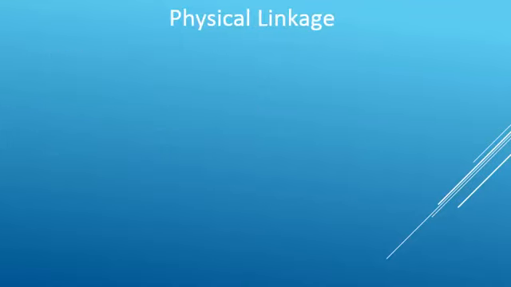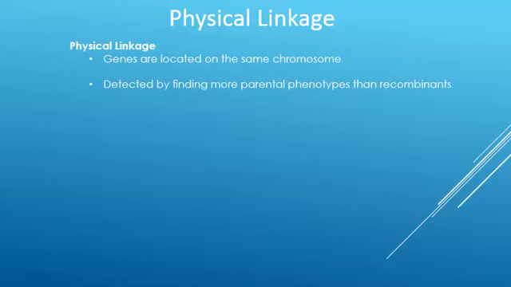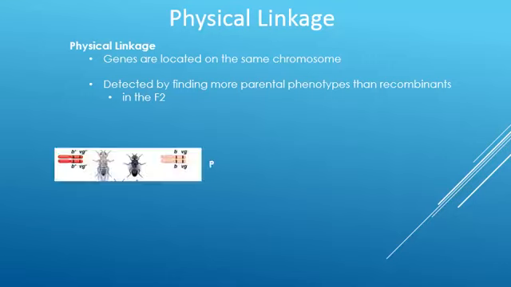For the final type of inheritance pattern that we'll detect with our dihybrid crosses, we'll be able to detect physical linkage. Recall that physical linkage occurs when genes are located on the same chromosome. And in this case, we'll be able to detect physical linkage when we see that there are more parental phenotypes than recombinant phenotypes. So just to quickly review, let's say for example, we're looking in the F2 generation.